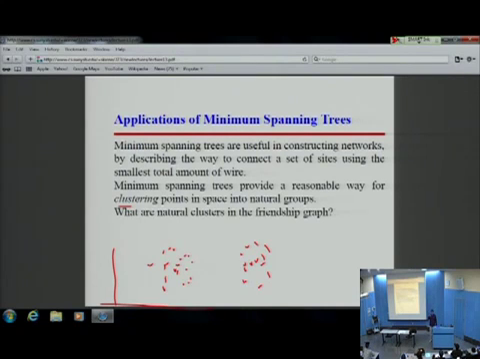Does everybody see two clusters of points? How would you teach a computer, given as input a set of n points, to figure out how many clusters there were? Do you see what the clustering problem is? This is a very, very important machine learning problem.